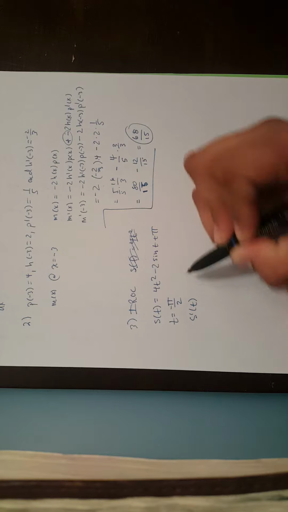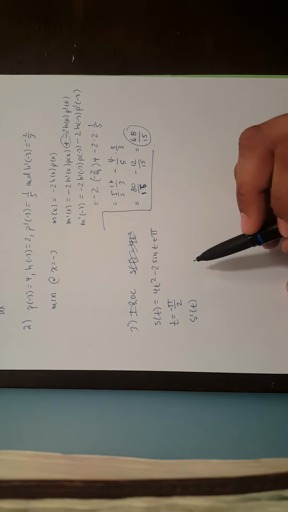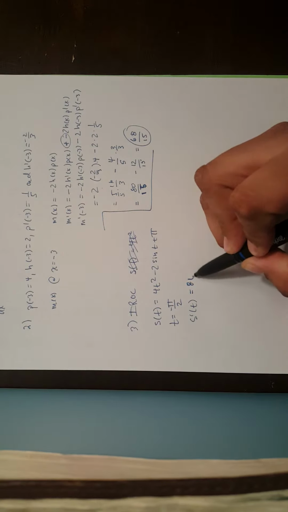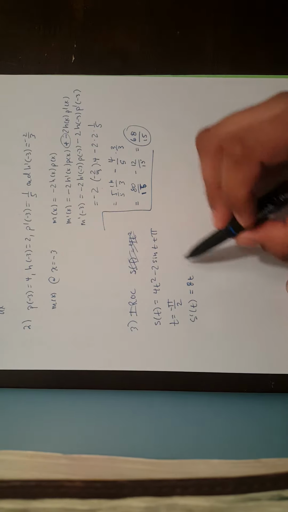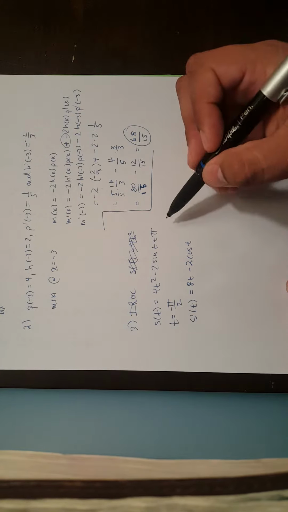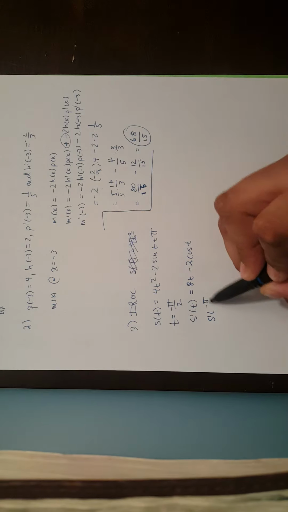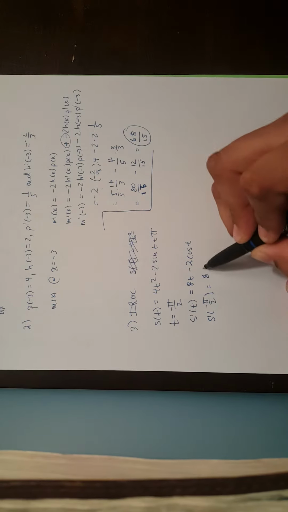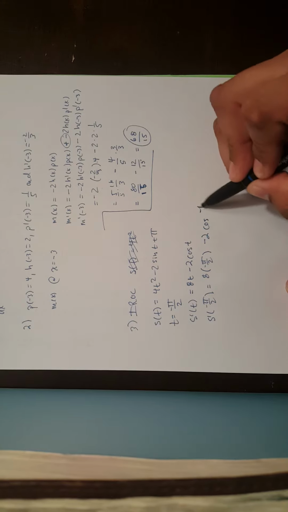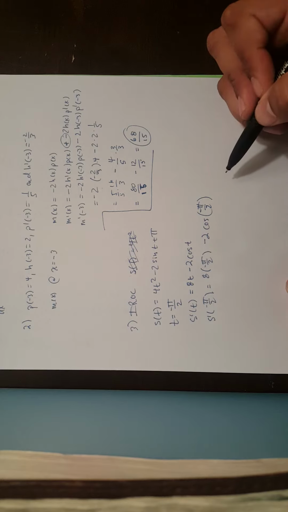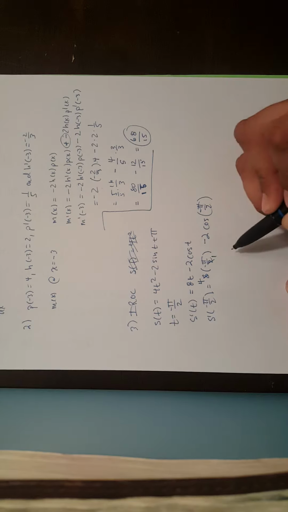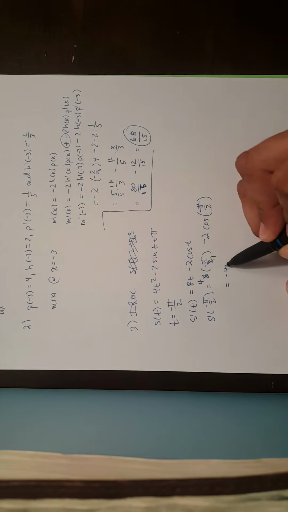So s prime of t, we're going to take the derivative because instantaneous rate of change means we're going to take the derivative and plug in negative pi over 2. So we're going to get 8t, the derivative of that, and the derivative of this is going to be negative 2 cosine of t, and then the derivative of this is just 0. So we're going to plug in negative pi over 2 now. So we're going to get 8 times negative pi over 2 minus 2 cosine of negative pi over 2. Okay, so here when we multiply this out, we can simplify this. This reduces to a 4 and this reduces to a 1, so we get equals negative 4 pi.